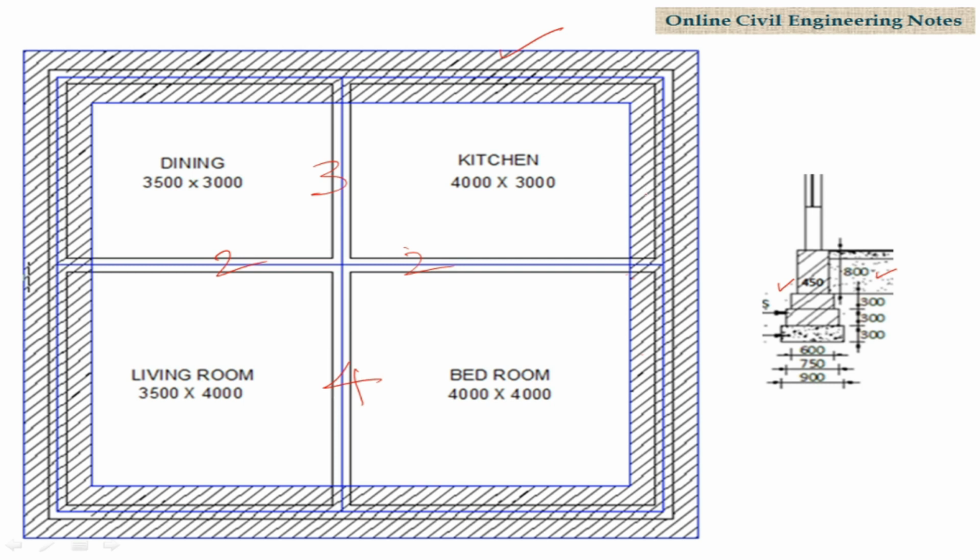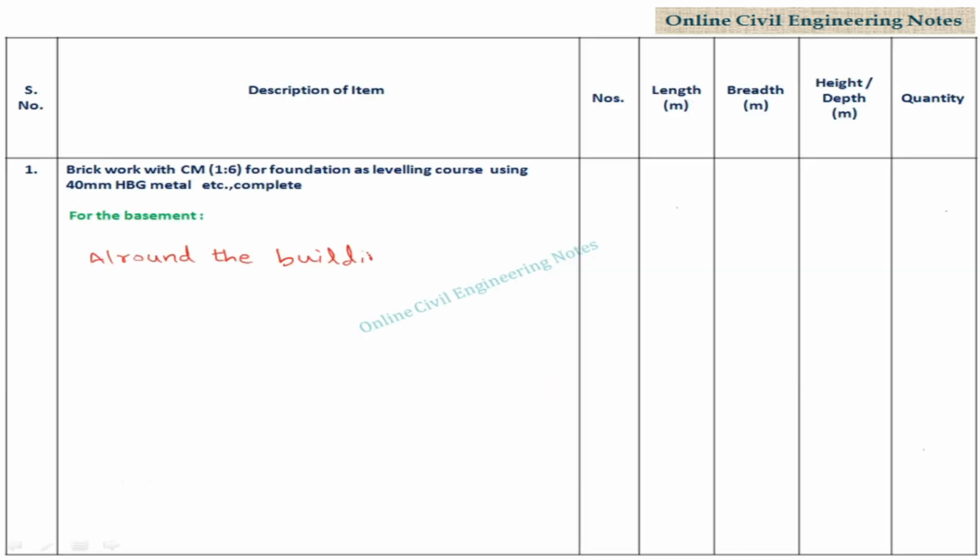For all around the building, the width of basement is 0.45. Thickness is 800 mm, that is 0.8 meters. All round length we have already calculated in the part 1, that is 30.840 meters. For the basement, all around the building, quantity is, number is 1, length 30.84, breadth 0.45, depth 0.80 meters. Quantity is 1 into 30.84 into 0.45 into 0.8, 11.102 cubic meter.